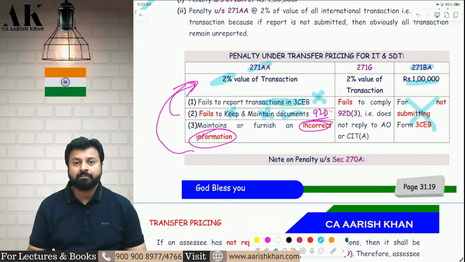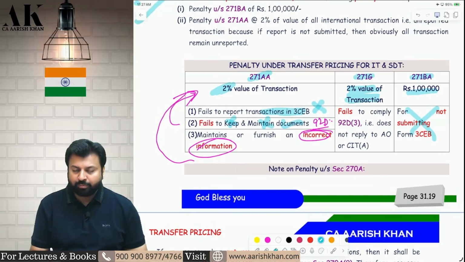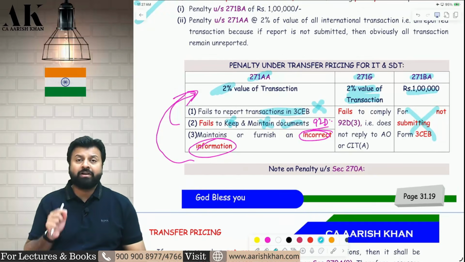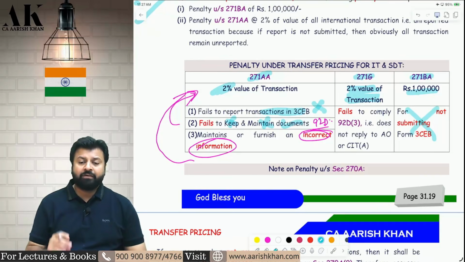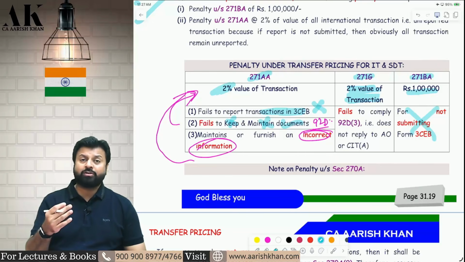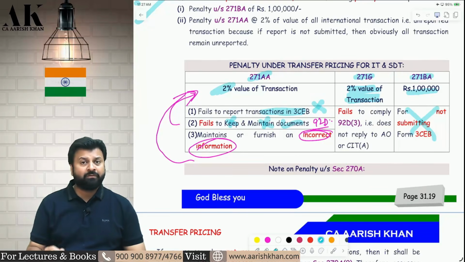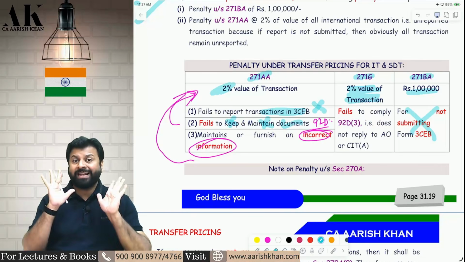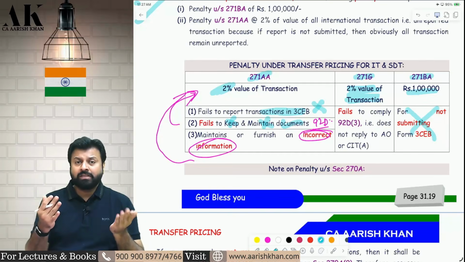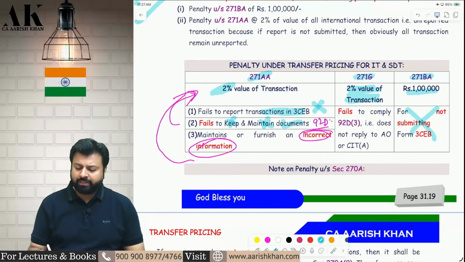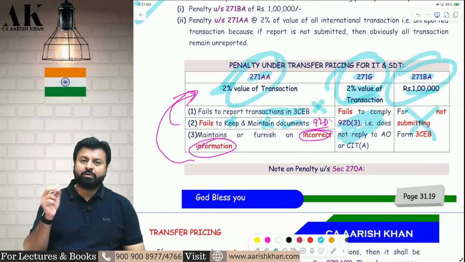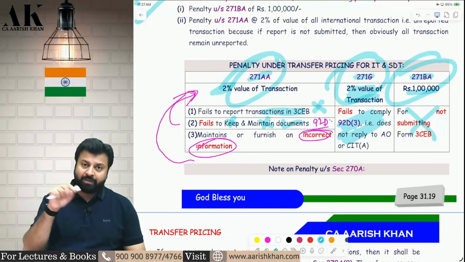Now, second point. Under 271G also, there is a penalty of 2% of the value of the transaction. So, what is 271G? 271G talks about failure to comply with 92D subsection 3. Sir, what is 92D subsection 3? It says the AO or CIT(Appeals) may ask for some information or documents from you, which you have to give within 10 days. If you don't give within 10 days, you may ask for an extension of another 30 days. Maximum 40 days time limit is there. And if you don't give in 40 days also, then there is a penalty of 2% of the value of the transaction. And all these penalties are over and above each other. A person can be imposed with 271AA also, 271G also, 271BA also.